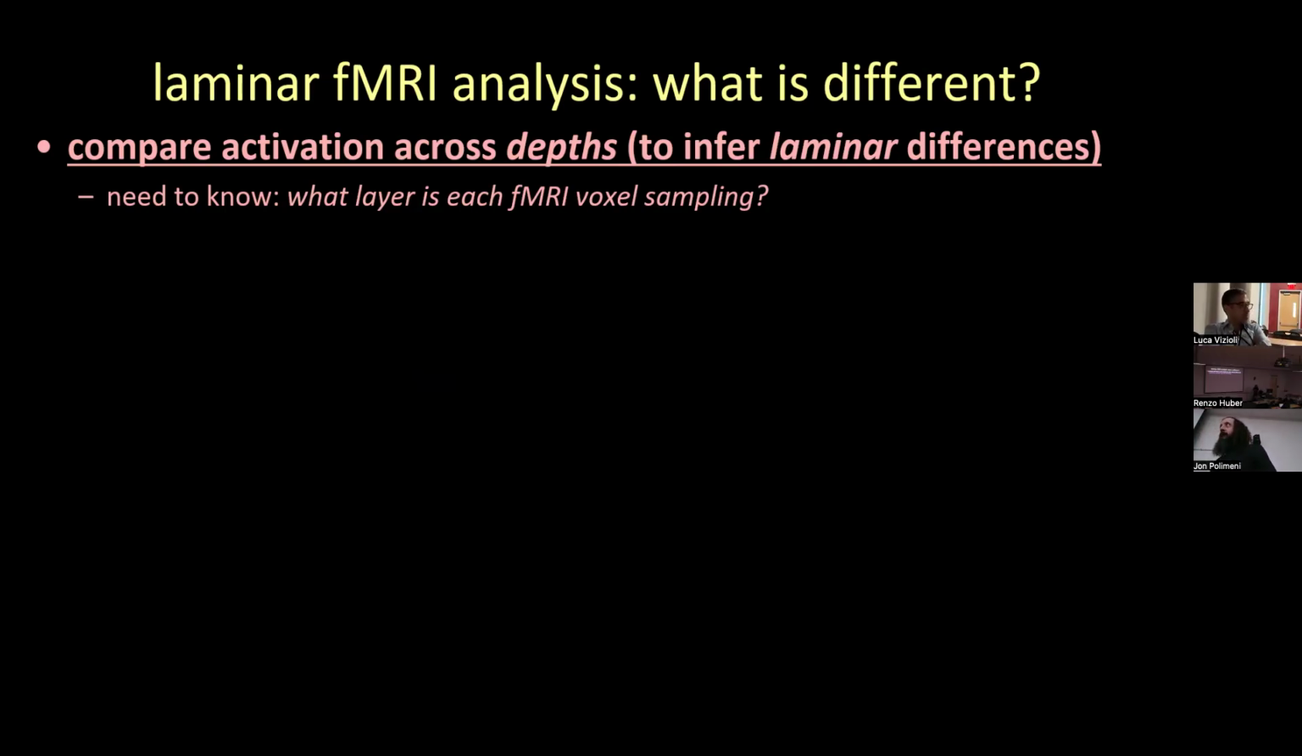And so I think the key piece is that we need to know which layer each of our fMRI voxels is sampling. On the one hand, layer fMRI is easy: just look at superficial depths, look at deep depths, compare the activation. But it's really hard to know exactly which depth your fMRI voxel is sampling. We're going to hear a lot about these problems throughout the course.